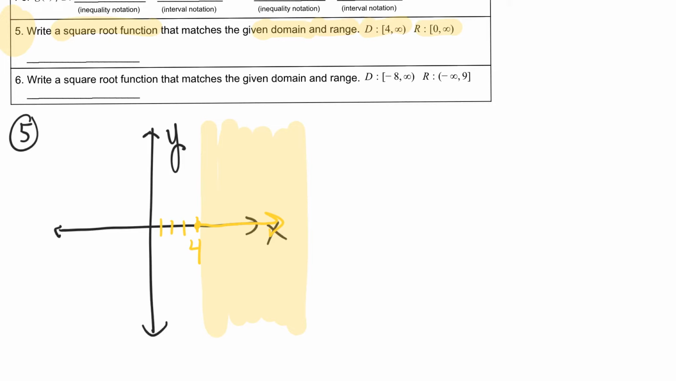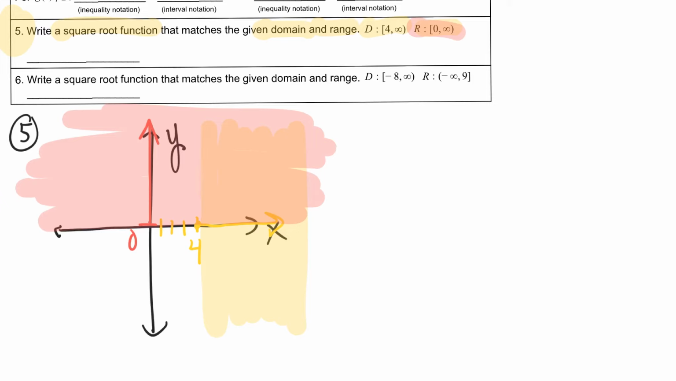For the range is from 0 to infinity. So then that means I'm going to go to 0 on the y-axis, and infinity means it's going to keep going up. So that means that the graph has to exist somewhere up here. Now that I've drawn in where the domain and range is, I want to look at where that overlap is. That overlap where I have the yellow and red highlighter, because that is going to tell me where my graph has to exist.